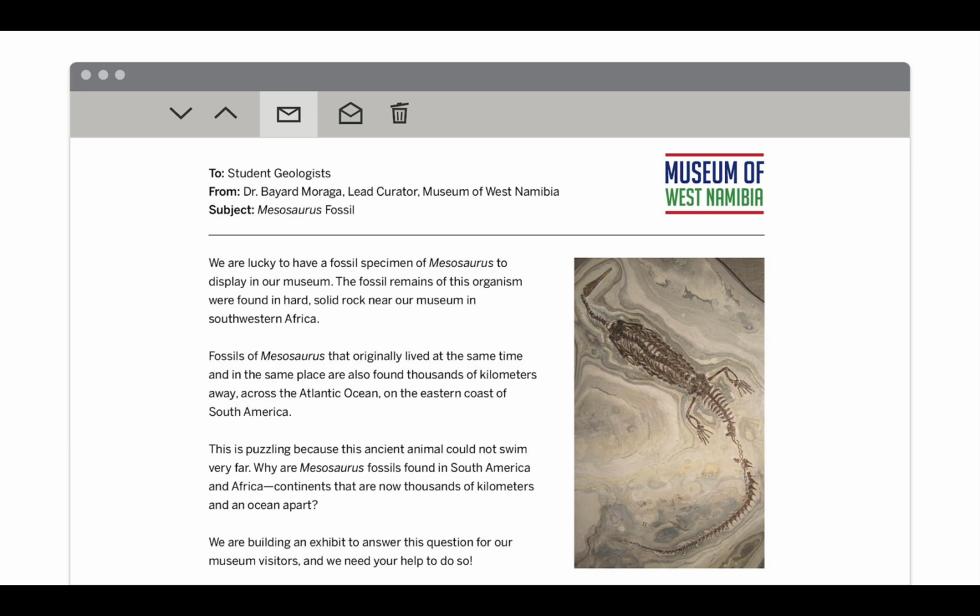It says, we're lucky to have a fossil specimen of Mesosaurus to display in our museum. And that's what that is, a picture of to the right there. The fossil remains of this organism were found in hard, solid rock near our museum in southwestern Africa. Fossils of Mesosaurus that originally lived at the same time and in the same place are also found thousands of kilometers away across the Atlantic Ocean on the eastern coast of South America. So this is very puzzling because this ancient animal could not swim very far. So then why are Mesosaurus fossils found in South America and Africa, continents that are now thousands of kilometers and an ocean apart?